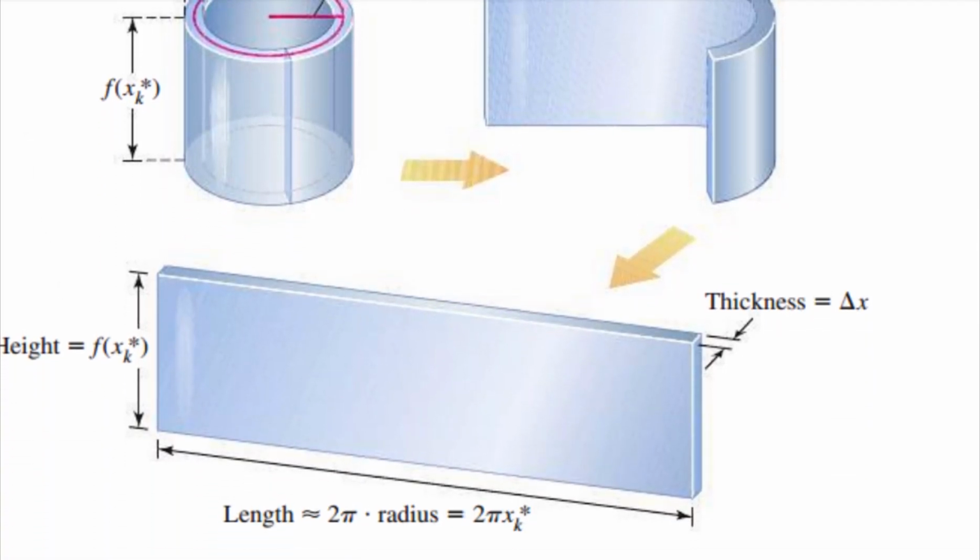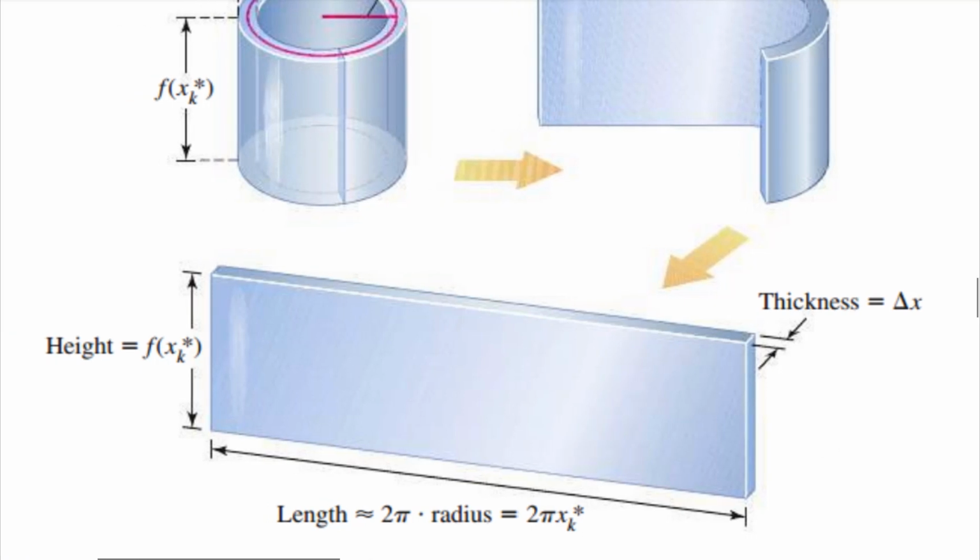If you take that whole shell and lay it out like a piece of paper, the height is just the f of x. The length is the circumference of that circle, 2 pi x or 2 pi r. And the thickness is delta x. Don't worry about the thickness. We'll deal with that with the integral.